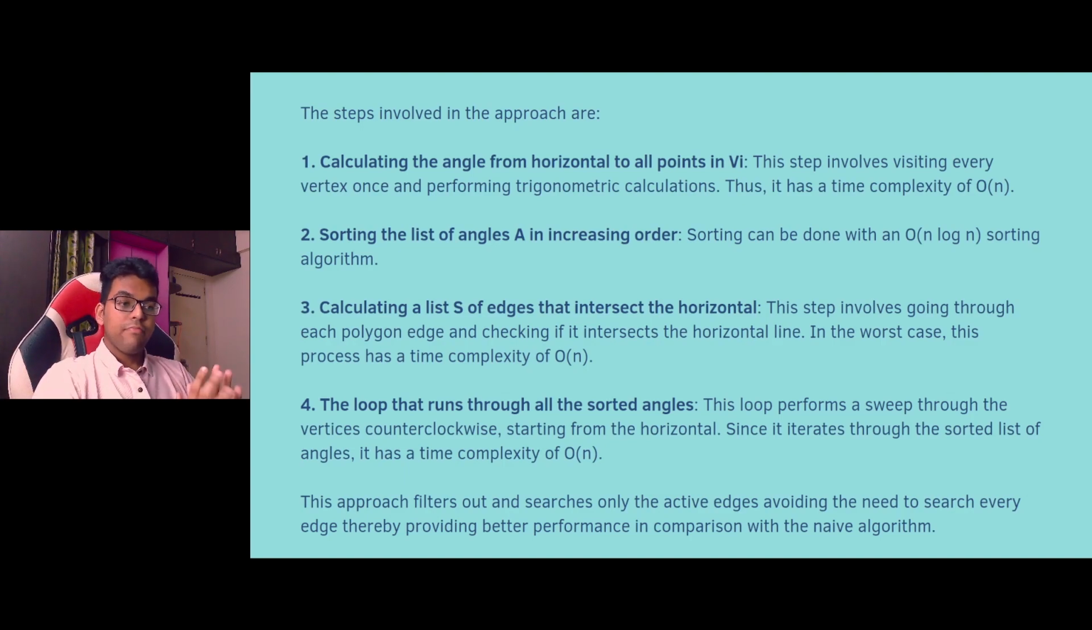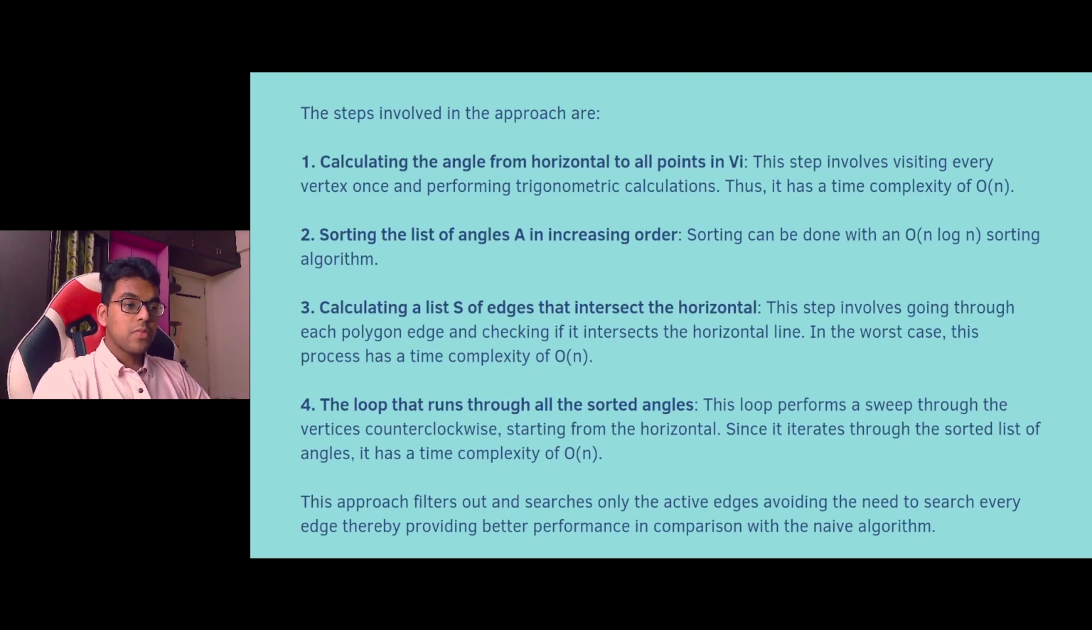Next, we calculate a list S of edges that intersect the horizontal. This step involves going through each polygon edge and checking whether or not it intersects with the horizontal line. In the worst case, this particular step takes O(n) time complexity.